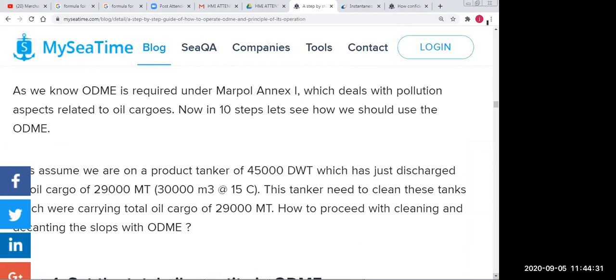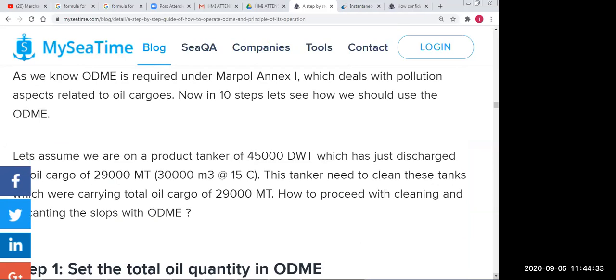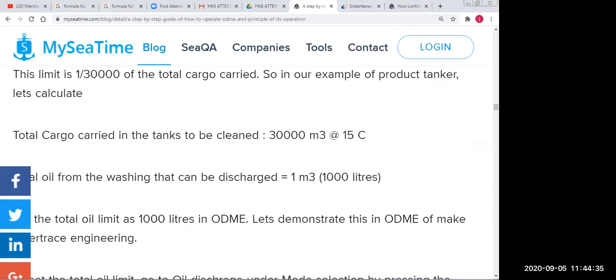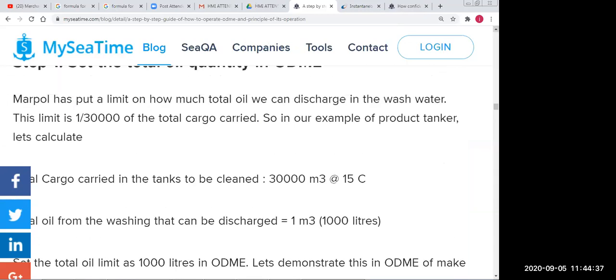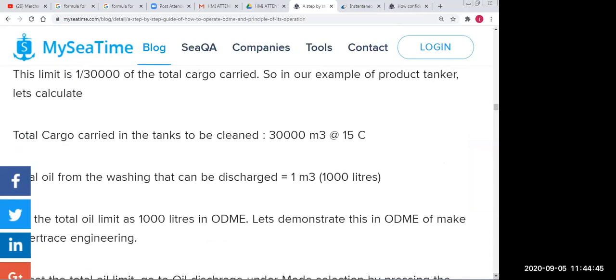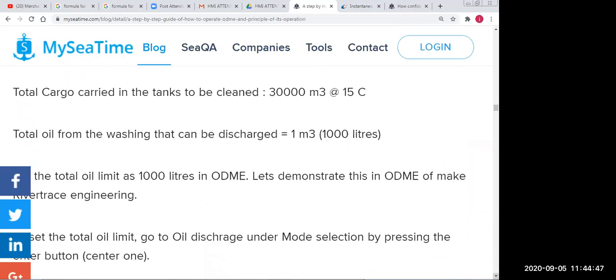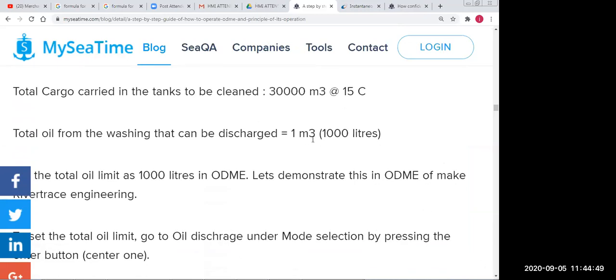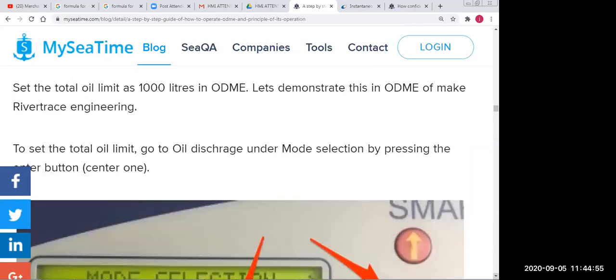So how does the ODME operate as per MARPOL Annex 1? So for total quantity, we have an example. We carried 30,000 meter cube at 15 degrees centigrade. So it will ask us for what is the maximum quantity. So our maximum quantity which we can discharge is 1 meter cube, that is 1000 liters. So we will put this in the ODME.